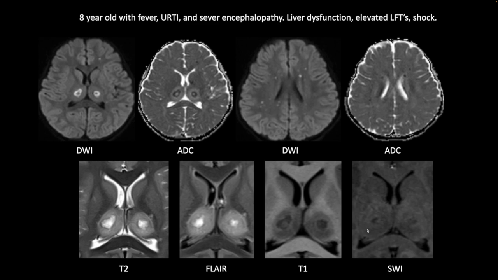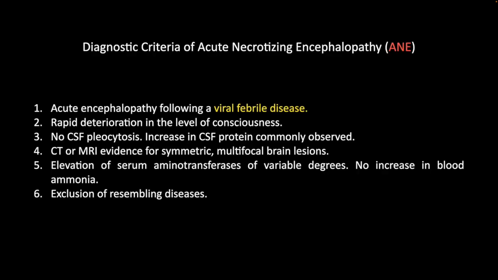And once you see this picture in a child with febrile illness, we think of acute necrotizing encephalopathy. These are diagnostic criteria for ANE. I won't go into detail, but the first criterion is acute encephalopathy following a viral febrile illness. So more commonly, a viral illness is a trigger for this imaging presentation.